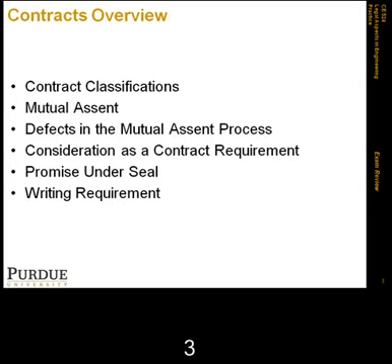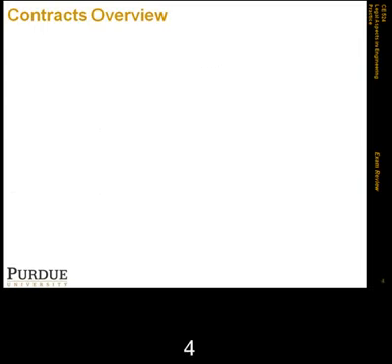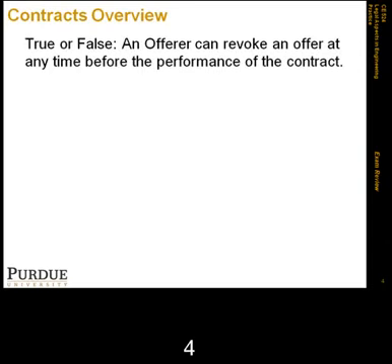Okay guys, so this was our first lecture, which took us more than a lecture to cover, but this was a breeze through it as a refresher for you. The questions I want to ask you here are two questions. In part one: true or false? An offeror can revoke an offer at any time before the performance of the contract. Is that true or false?